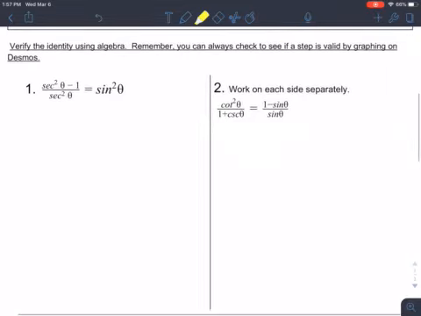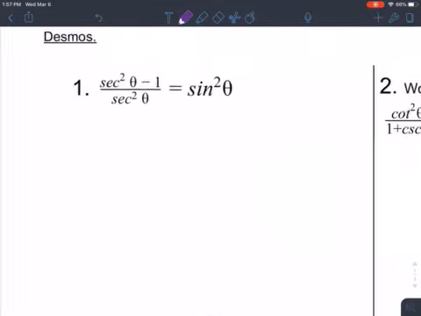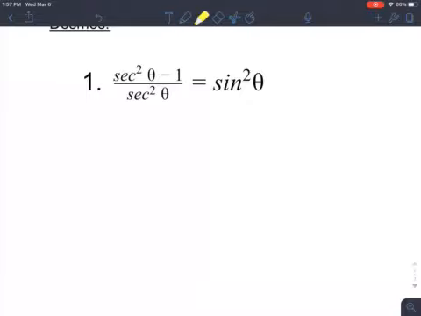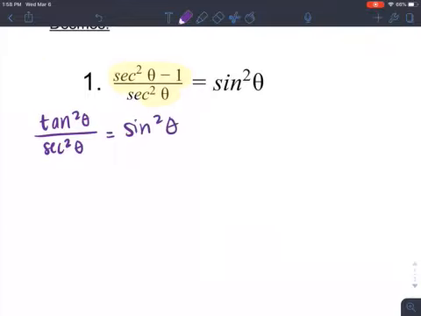Okay. So number 2. Go ahead and pause the video and then come back to see if you did it right. Okay. So the more complicated side, we're going to start on the left. Secant squared theta minus 1 over secant squared theta. Secant squared theta minus 1 is tangent squared theta using Pythagorean identities, over secant squared theta, and we're going to hope that equals sine squared theta.